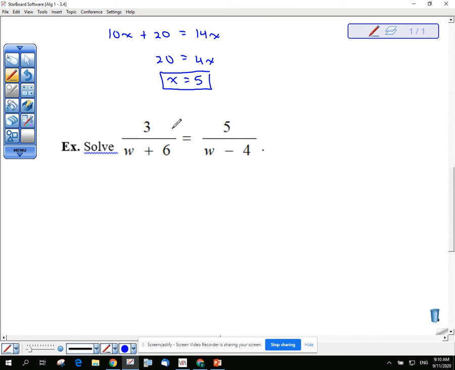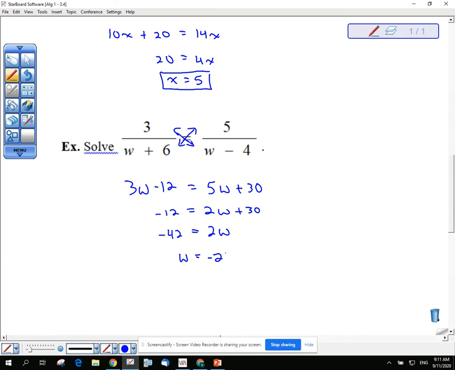Here you distribute in both. You're going to multiply here, and you're going to have 3w minus 12. Here you're going to multiply w plus 6 by 5, and you're going to have 5w plus 30. And most people would choose to subtract 3w from both sides. So subtract 3w from both sides. So 2w on the right then. And then subtract 30 from both sides, so negative 42. And then finally divide by 2, put the variable on the left, and w is equal to negative 21.